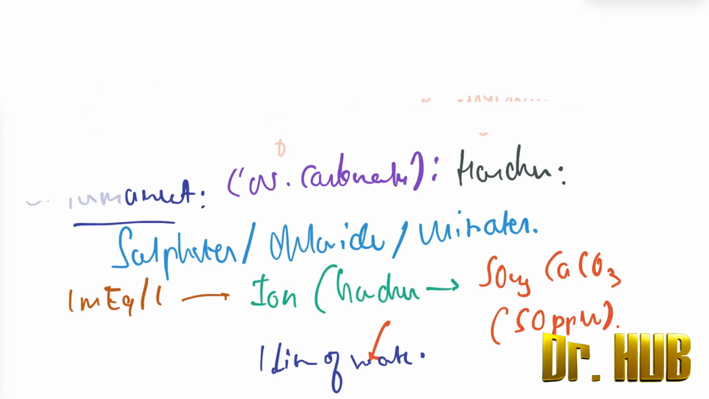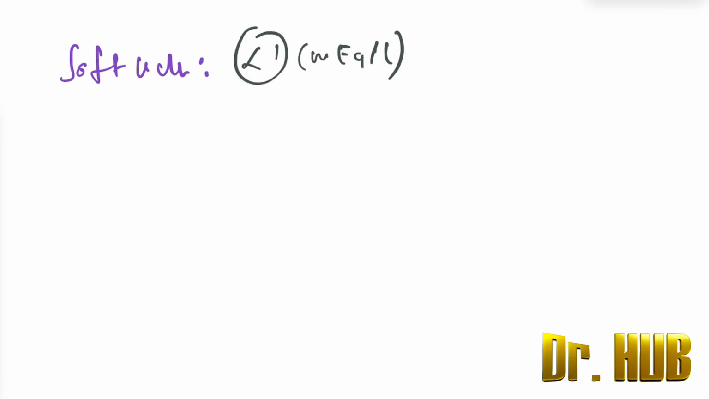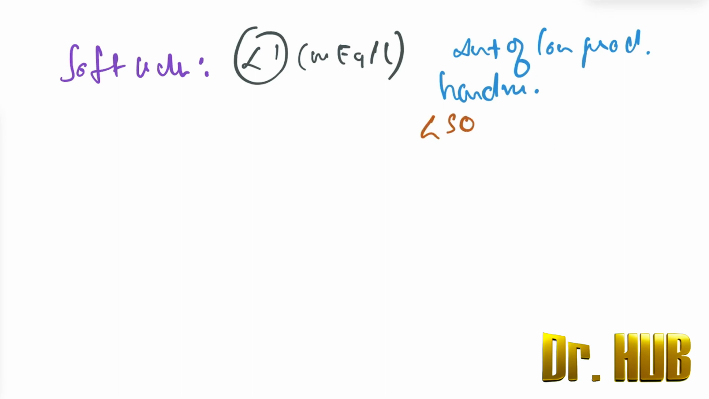Now let's look at the classification. For soft water, the level of hardness is less than 1 milliequivalent per liter, and the amount of ion producing hardness is less than 50. Then comes the moderately hard water, where the level of hardness is 1 to 3, and the amount of ion producing hardness is 50 to 150.